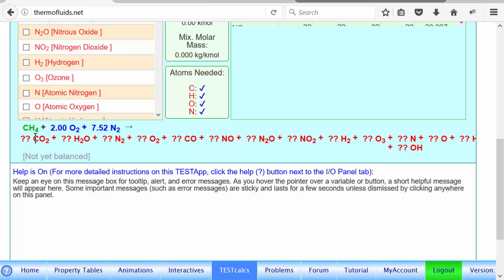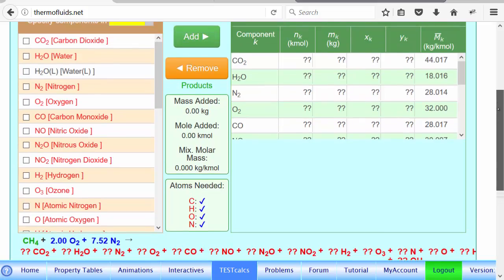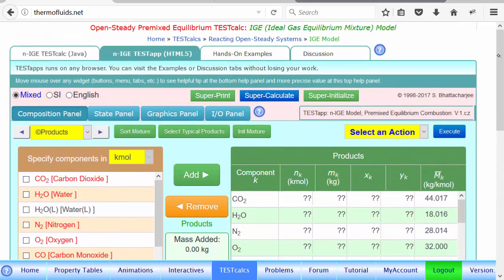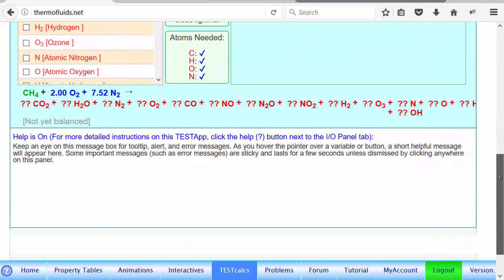So we want to balance this reaction. These are the products, and we don't know their amounts. The way the chemical equilibrium program works in this case, it minimizes the Gibbs function for the combination of the moles of the product species. That will minimize the Gibbs function of the system for a given pressure and temperature, and that will give us the equilibrium composition.